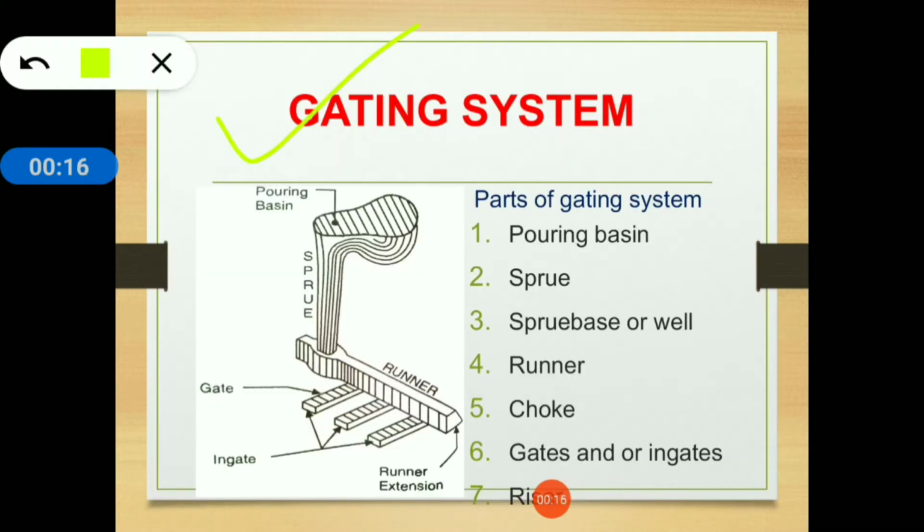So, what is a gating system? A gating system is a series of channels through which molten metal can pass and reach the cavity through different parts such as the pouring basin, sprue base or well, runner, choke, gate or ingate, and riser. So, one by one we will go through it.